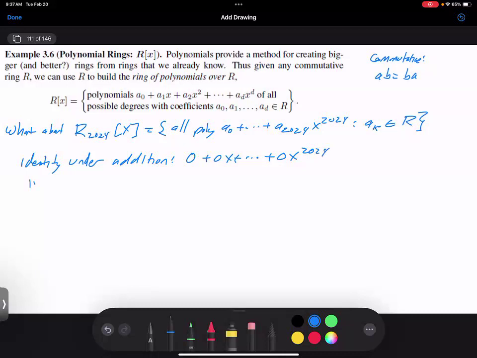What's the identity under multiplication? And then 1 plus all the zeros. So is everybody comfortable that this is a ring? All the properties hold?